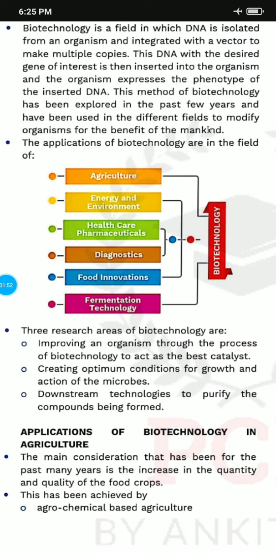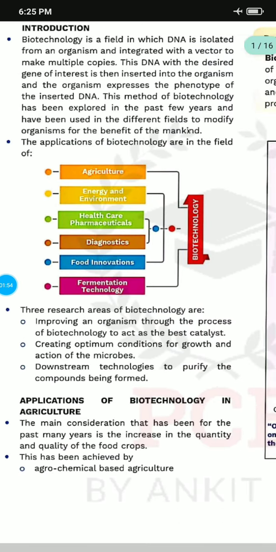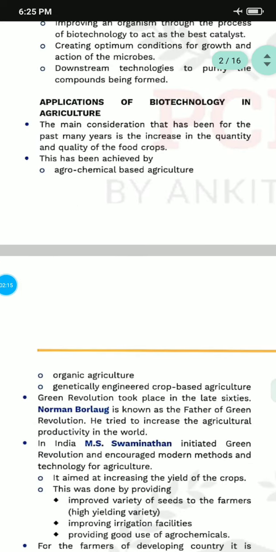So where are these applications going to be applied, the main areas? First of all, why is it applied? It is applied to increase the quality and quantity of food crops, and it is achieved by some methods. Number one is agrochemical based agriculture. Number two is organic agriculture. And number three is genetically engineered crops, which is the best part.